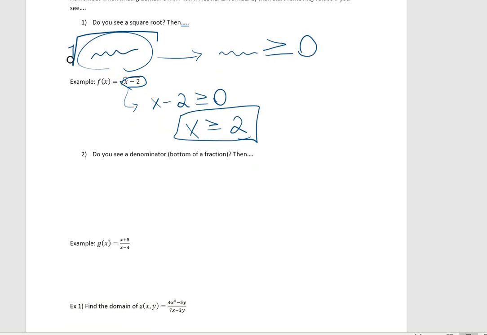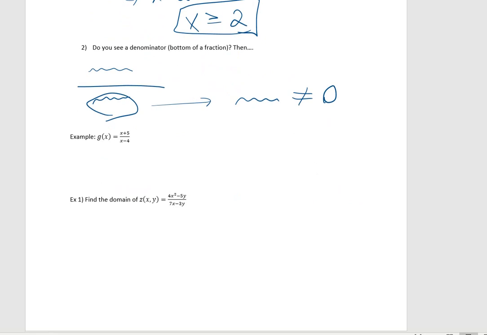Now, if you don't see a square root, then what we need to look at is if you have a denominator. So do you have an x in the bottom of a fraction? If you do, then we need to make sure that we don't break any math rules. We need the thing underneath that to not equal 0. Remember, you just can't divide by 0. So for example, if we want to find the domain of this function, g of x, we don't care about the top, we only care about the bottom not equaling 0. So we want x minus 4 to not equal 0, which means that x can't equal 4.